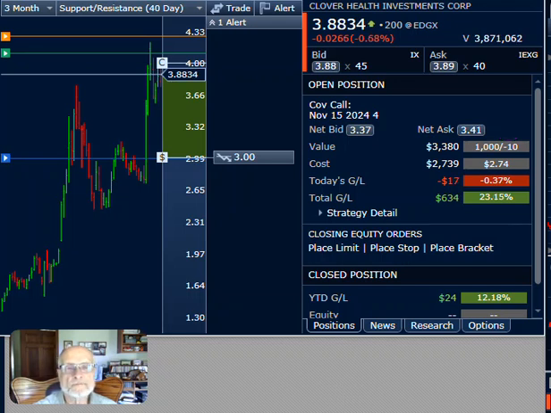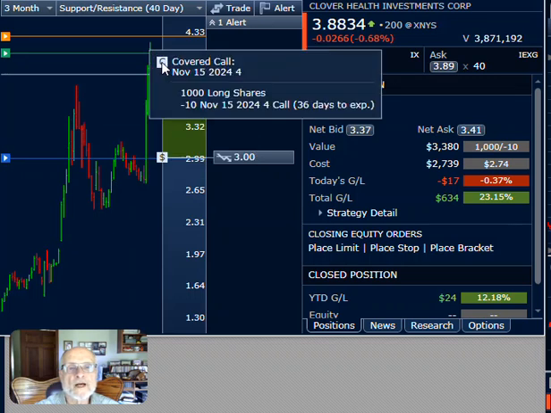So right now I'm in positive territory, and if the shares trade above $4 per share by November 15th, my shares will be called away, and I will make a profit of 1,000 times $1, which is the difference between my $3 purchase price and the $4 of the contract. If I hover over this, you can see my average cost is $3, and this tells me that my contract will expire in 36 days.